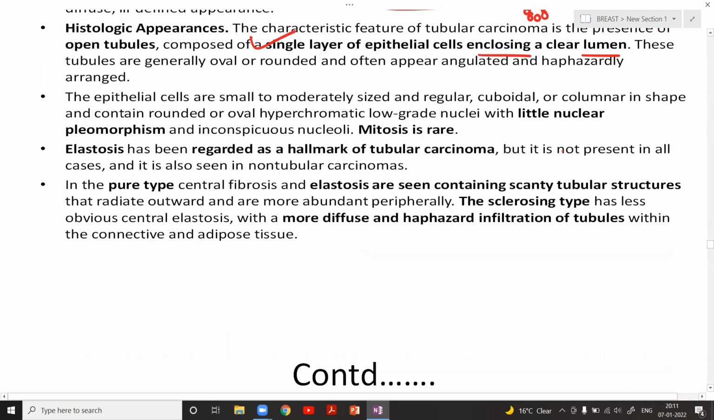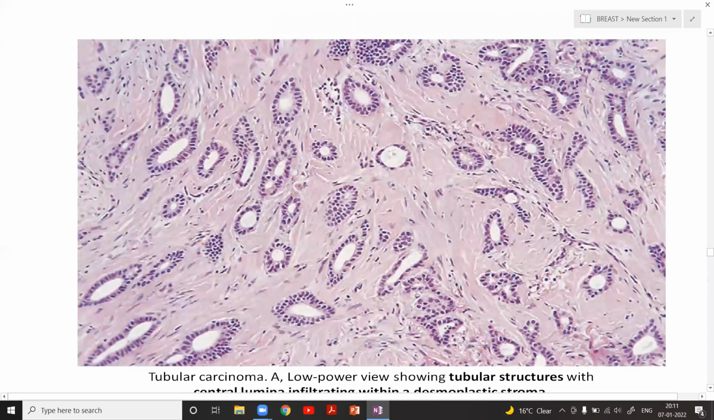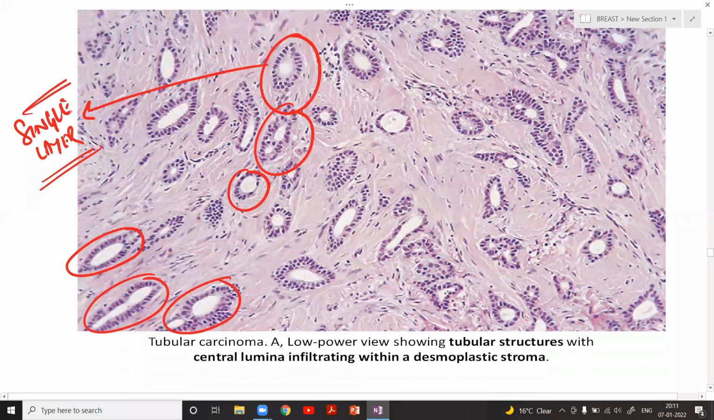So let me just show you this diagram so that you understand. It's very mild looking, normal looking. You can see normal tubules throughout the breast, and very importantly they have just a single layer. So what is the importance over here? If they're having just a single layer, it means there is a loss of myoepithelial cells. That means this is cancer. You have seen how these tubular structures have infiltrated the stroma, and this is classical desmoplastic stroma, as you can appreciate over here.